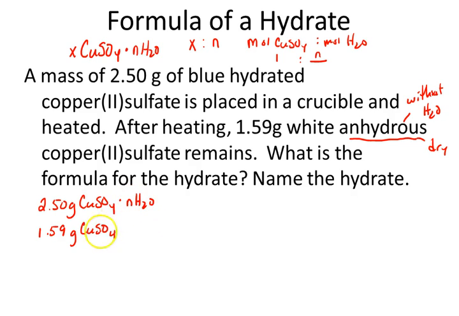So the difference between these two masses is the water itself. So we can find out how many grams of water by subtracting these two. That's 2.50 minus 1.59. That gives us 0.91 grams of water. Okay, so we now have two values that are of interest, the masses of the individual parts.